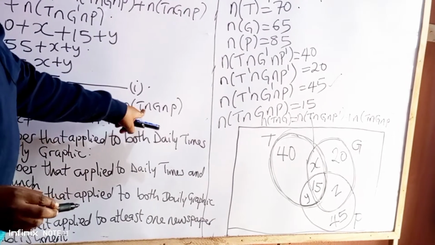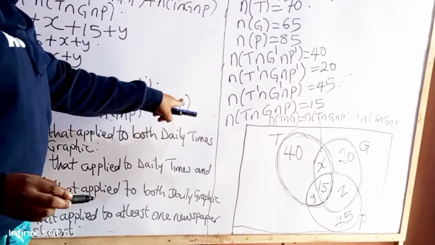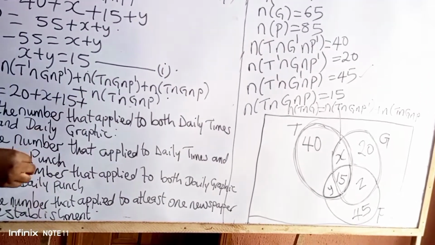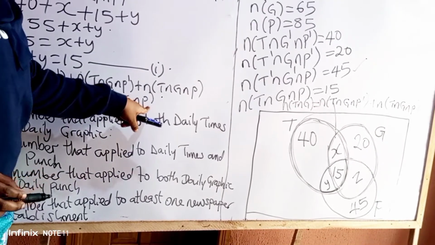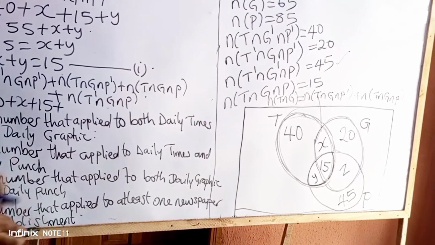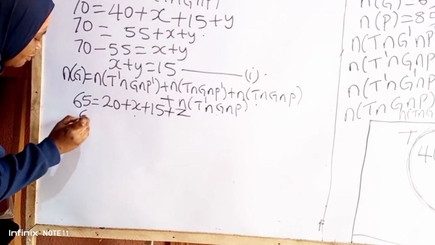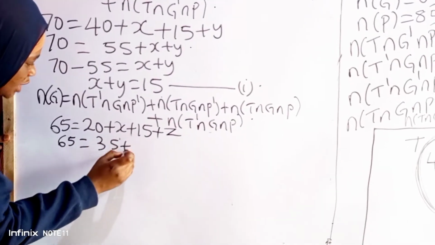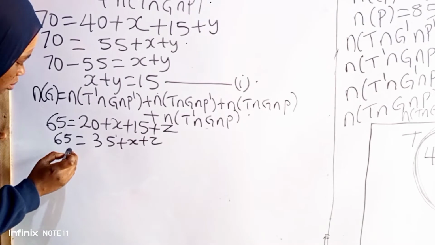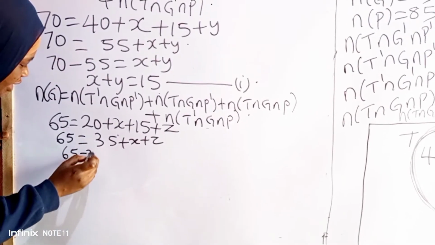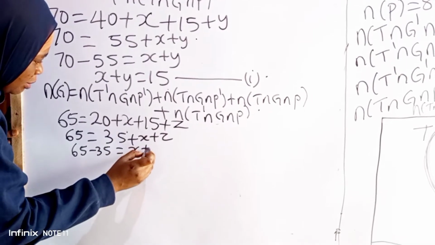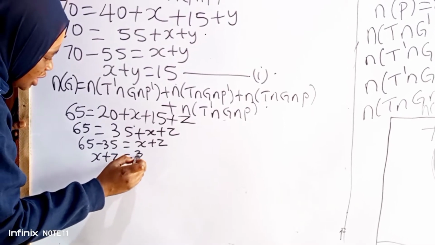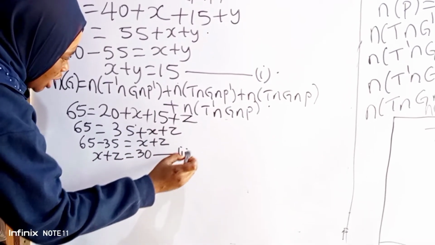Plus cardinality of daily times, daily graphics, and daily punch is what? 15. Thank you. Plus the cardinality of daily graphics and punch only, Z. So 65 is equal to 20 plus 15, 35. Then plus X plus Z. 65 minus 35 is equal to X plus Z. So X plus Z is equal to 30. So let's call this one equation 2 and keep it.